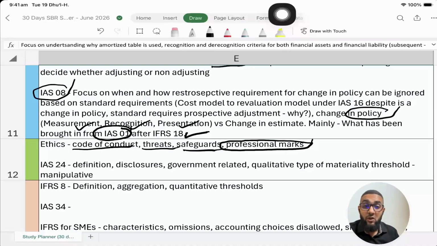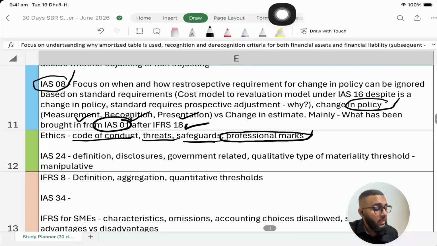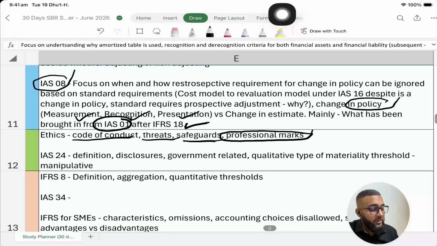And what are the safeguards to take, and how to approach the answer, right? Pretty straightforward area to gain more marks. IAS 24, related party transactions: know the definitions, know the disclosures, know the impact of IAS 24 on government related entities.